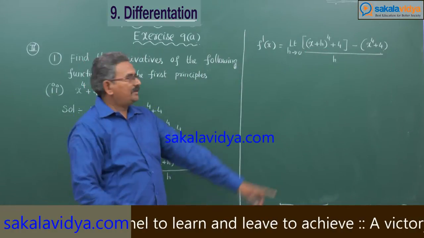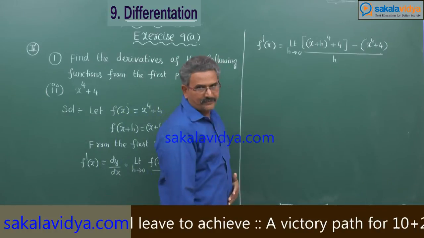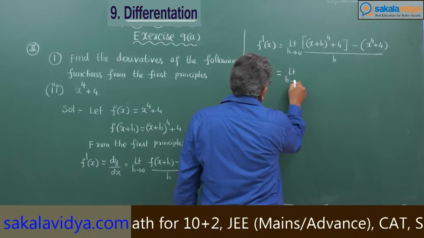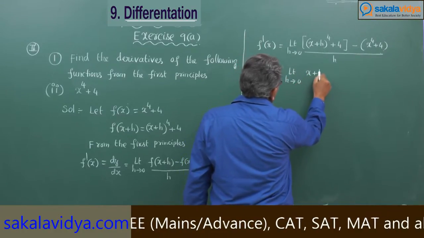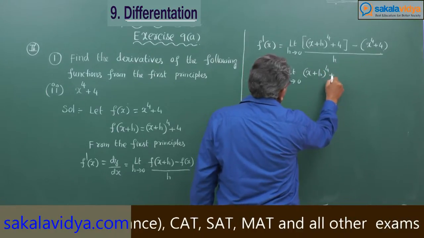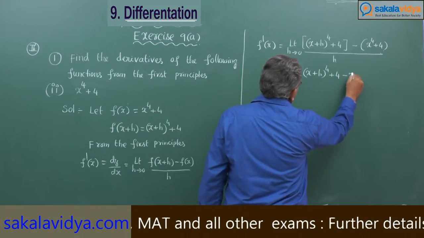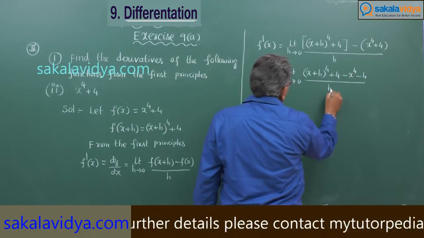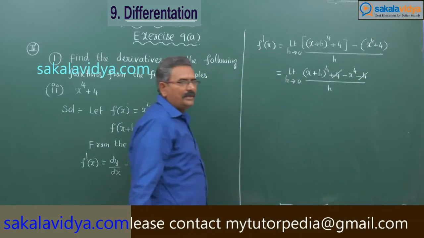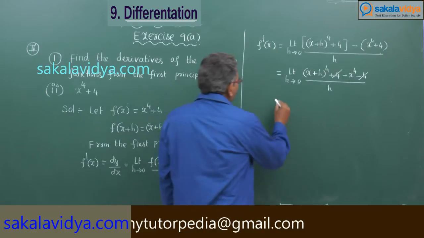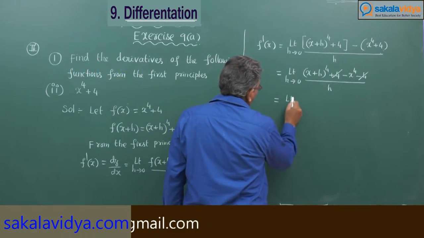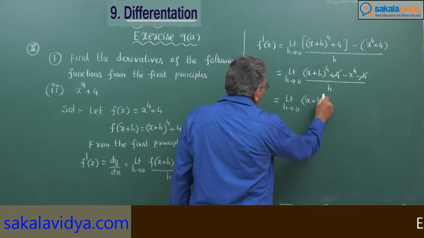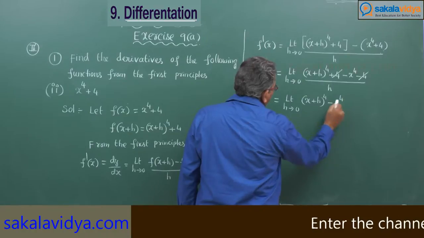Now, let us simplify the numerator, just open the brackets, that's all. So, now this is equal to limit h tends to 0, (x plus h) whole power 4 plus 4 minus x to the power of 4 minus 4, by h. Now, plus 4 minus 4 will get cancelled. So, what we have? Limit h tends to 0, (x plus h) whole power 4 minus x power 4 by h.